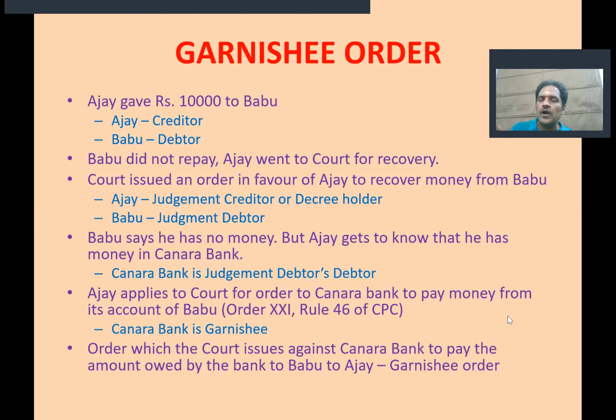So Babu says he has no money to honor the decree. But Ajay gets to know that he has money in Canara Bank. So here, Canara Bank owes money to Babu, is what he has information about. So Ajay says Canara Bank is the judgment debtor's debtor, that is Babu's debtor. That is, it owes money to Babu. Then Ajay applies to the court for an order against Canara Bank to pay money from the account of Babu to him. This order that is sought is a garnishee order, and Canara Bank is called the garnishee. Someone who is a judgment debtor's debtor is a garnishee, and the order which the court issues against Canara Bank to pay the amount owed by the bank to Babu to Ajay is a garnishee order.